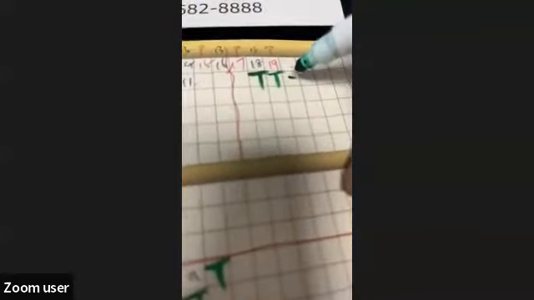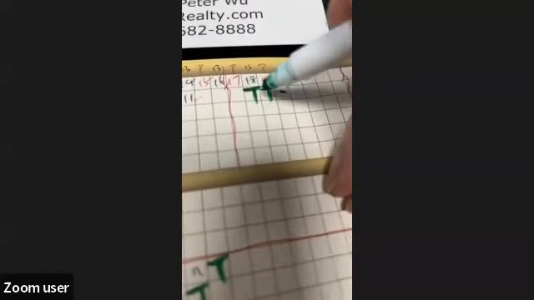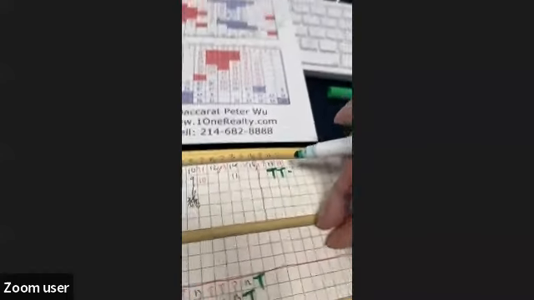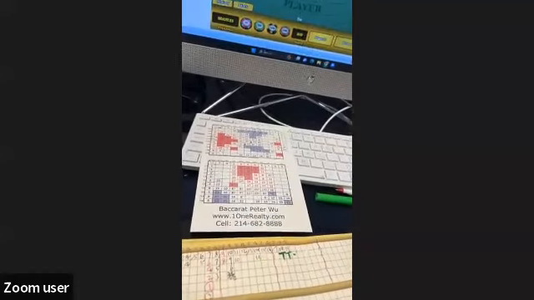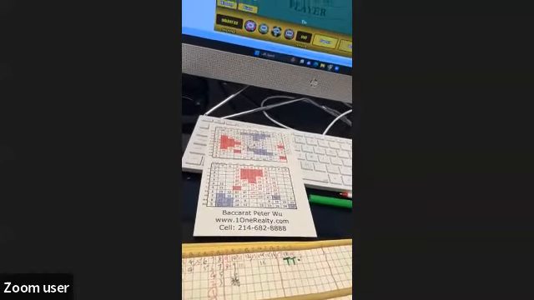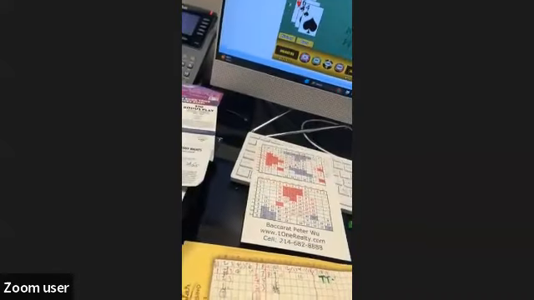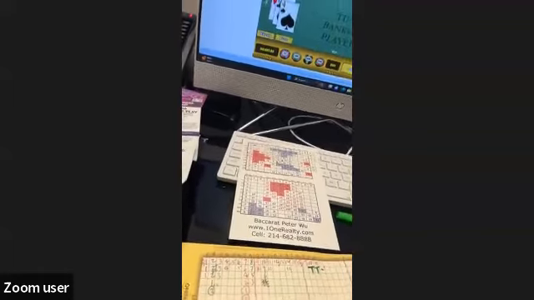Now, when you see this, you have to dot here because this is triangle concept. And here, triangle. Yeah, that's it. 1, 2, 3.